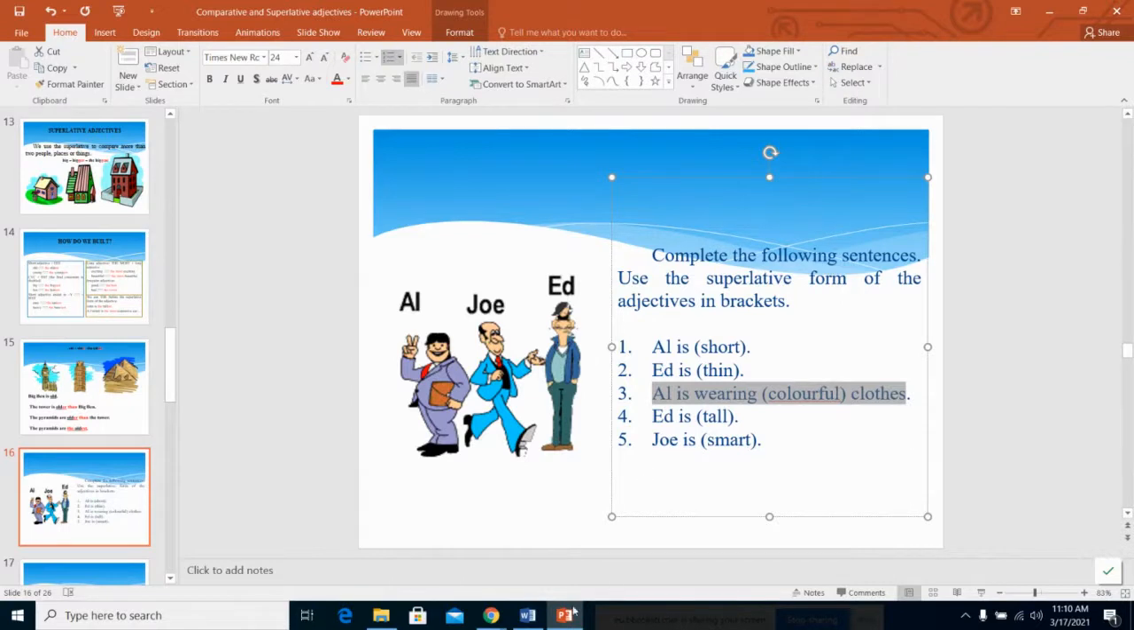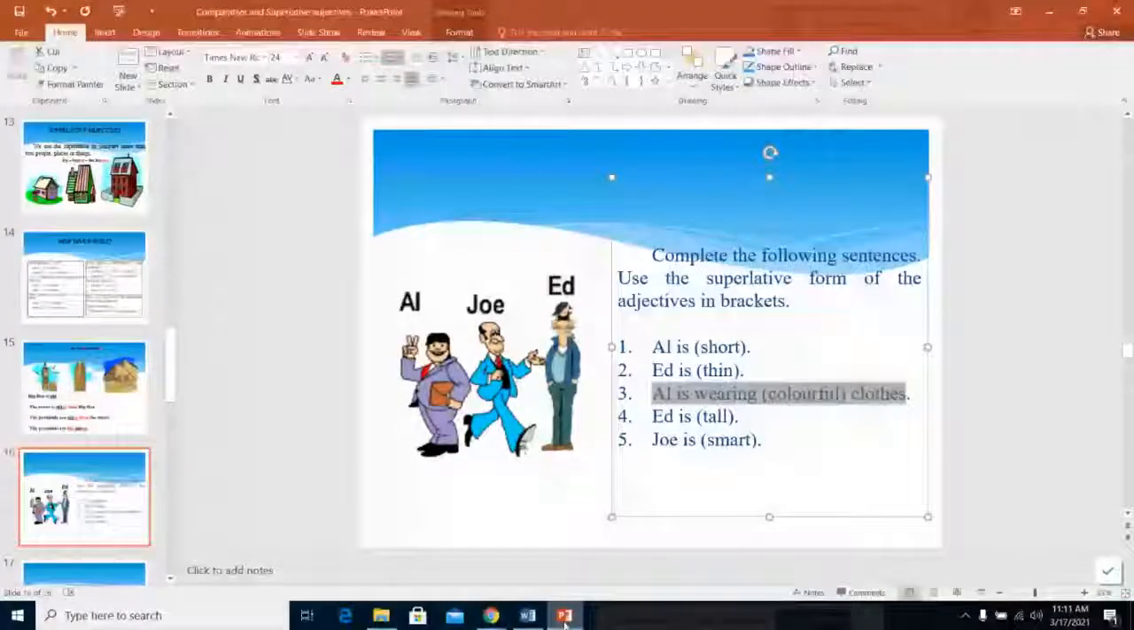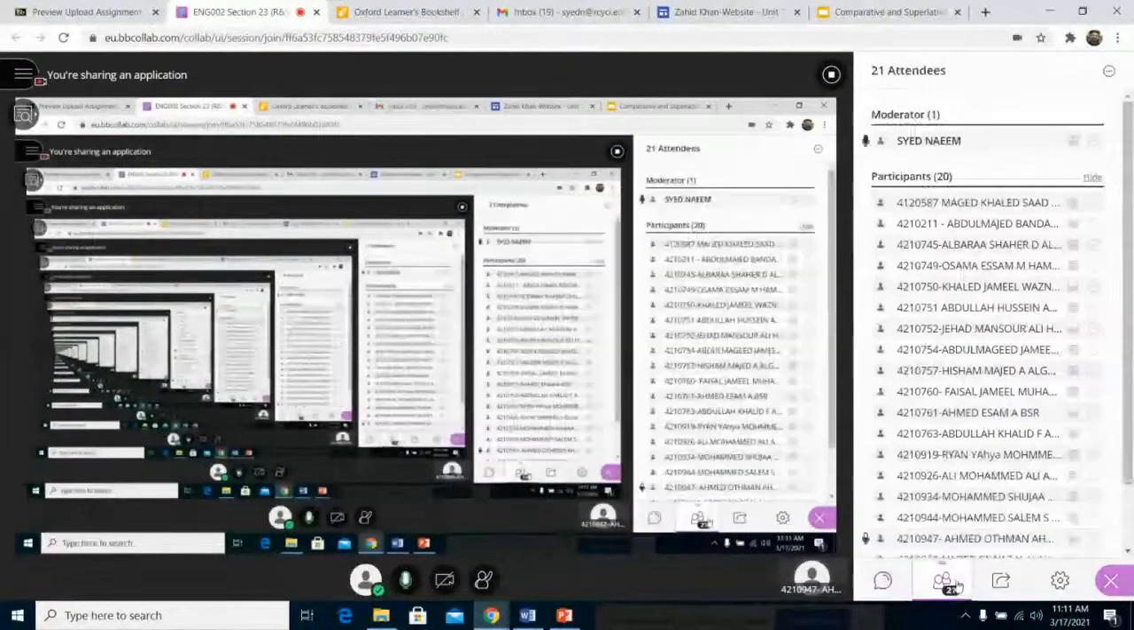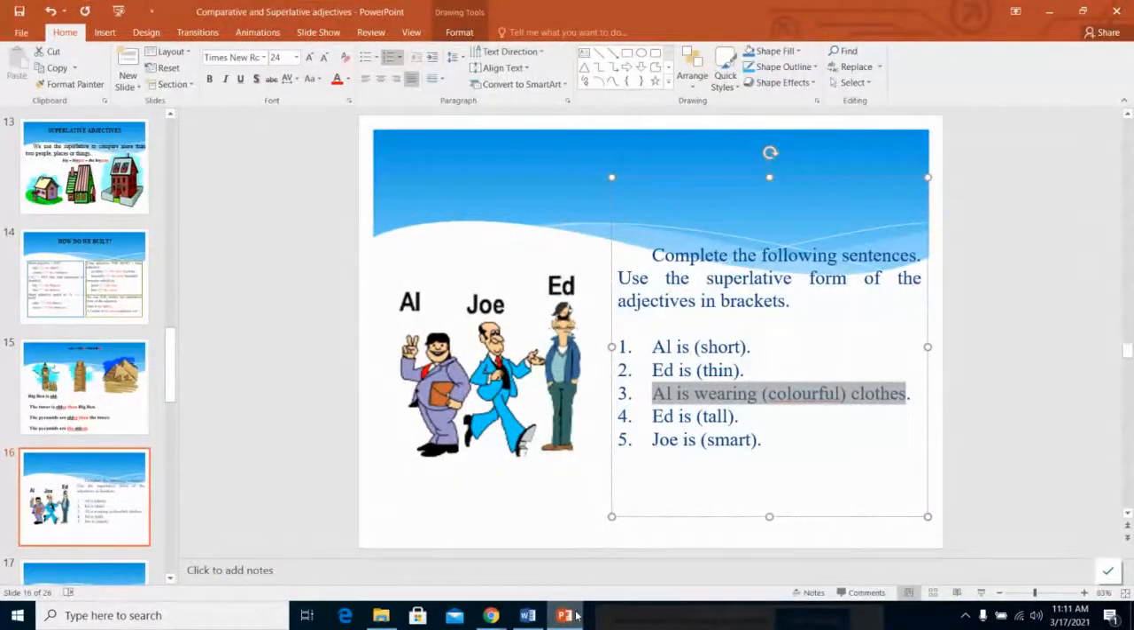Very good. Can we compare it? Compare Al with Joe or Ed? Anyone, any student. Okay, any class. Okay. Al is wearing more colorful clothes than Joe. Very good. Al is wearing more colorful clothes than Joe. Okay. Good. Can someone make number 4 sentence superlative?